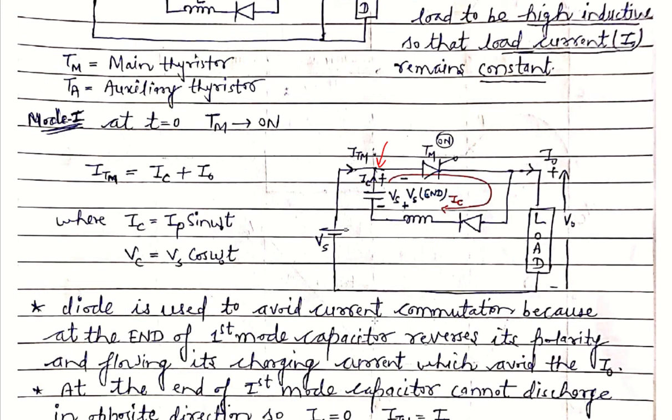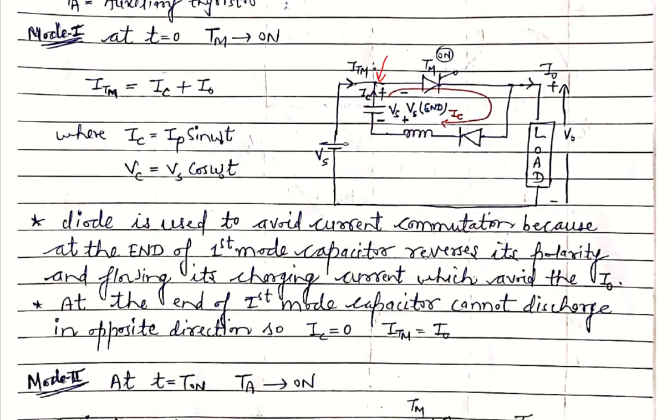The diode is used to avoid current commutation, because at the end of the first mode the capacitor reverses its polarity. The starting polarity is denoted as plus minus, but at the end the polarity will be minus plus, because the capacitor is discharged, so it reverses its polarity. If it reverses its polarity, it provides the charging current in the opposite direction, in this direction.